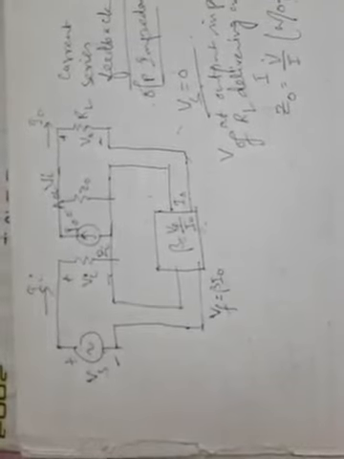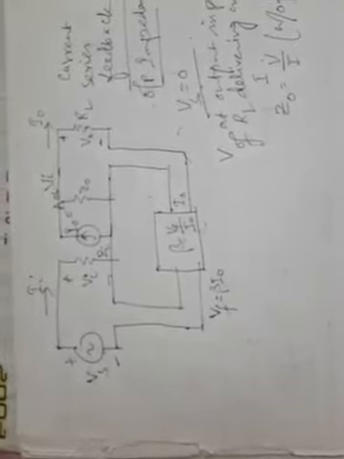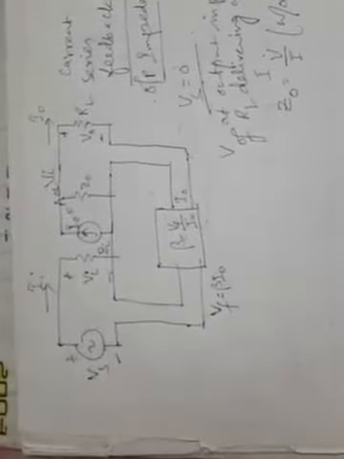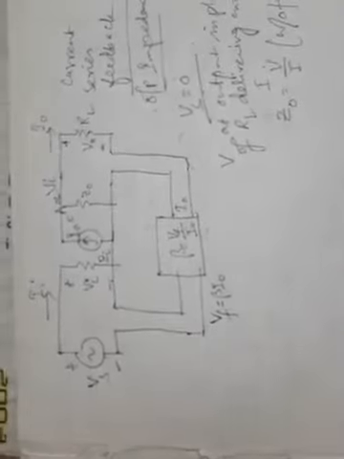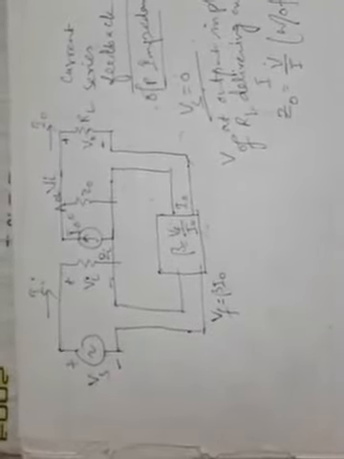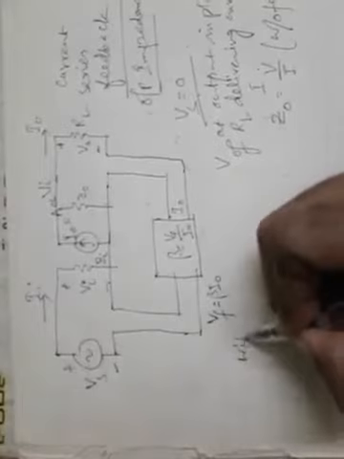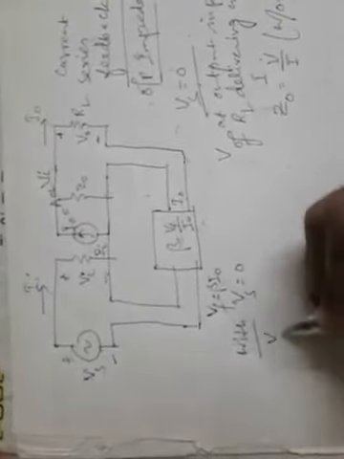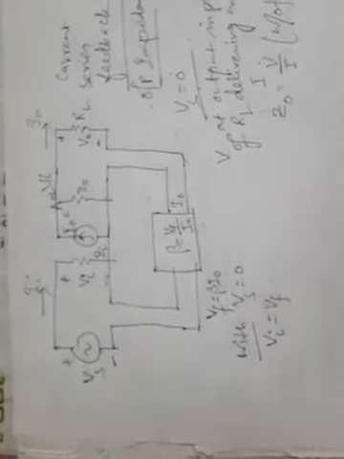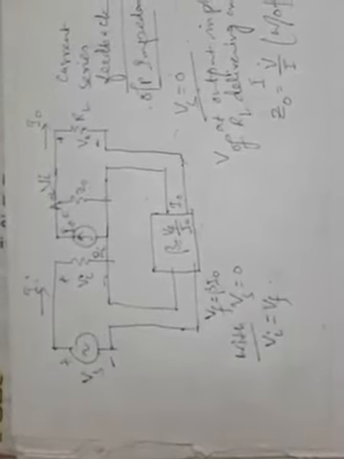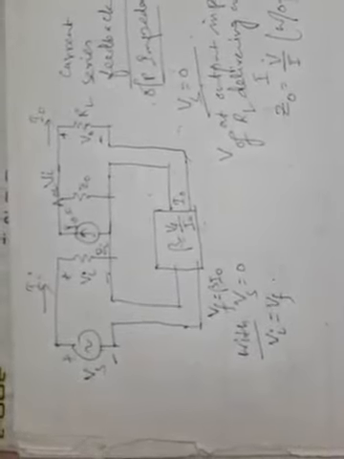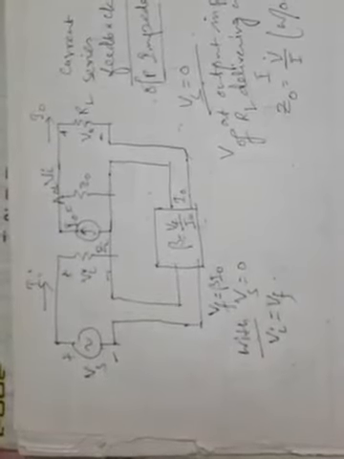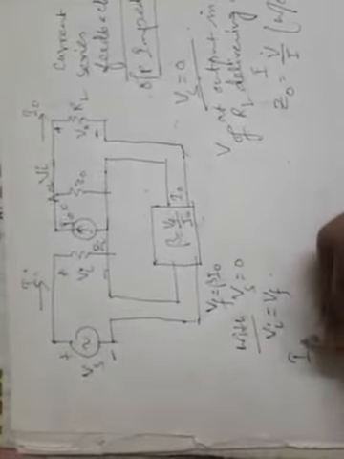Now for the output part of the current series feedback connection, which is being shown here, the resulting output impedance can be determined in a sequential way. With Vs equal to 0, we can write Vi is equal to Vf in this case.